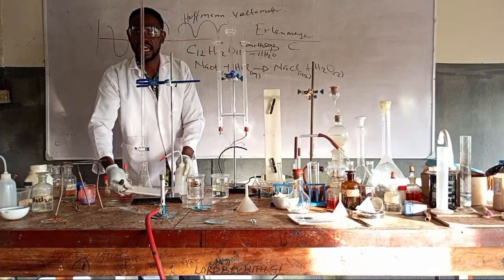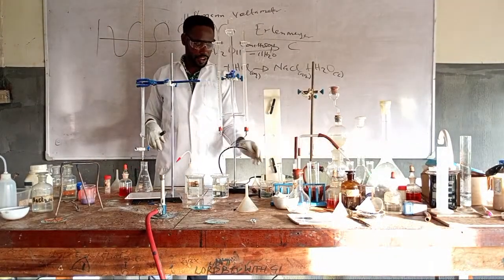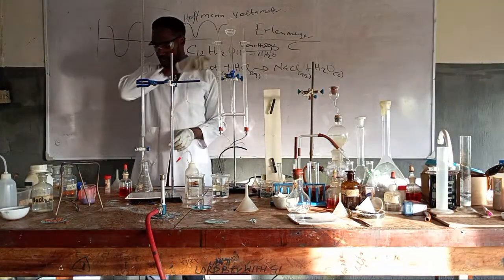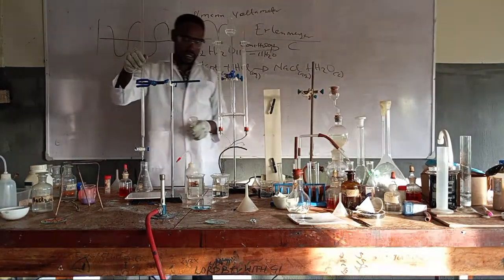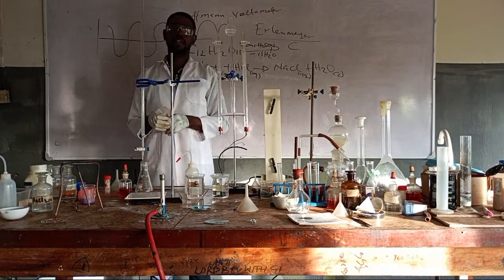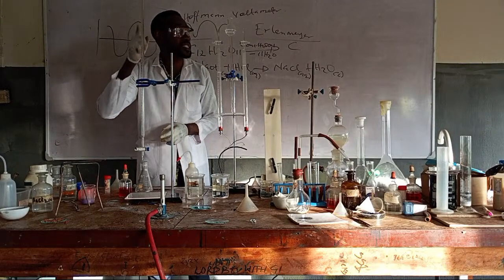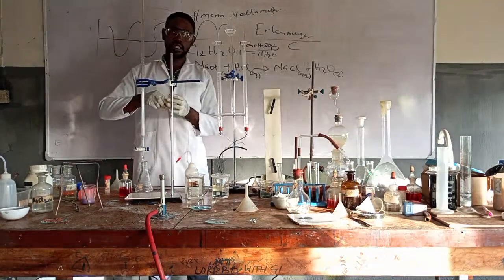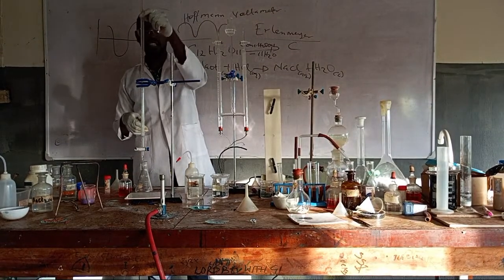Then we need a white tile to observe color changes very well. Then we need a filter funnel. The funnel is just to introduce the liquid into the burette. The burette usually holds the titrant, meaning in most cases it holds the acid. In acid-base titration, the burette usually holds the acid. The acid is the titrant. Anything that is here is called a titrant.